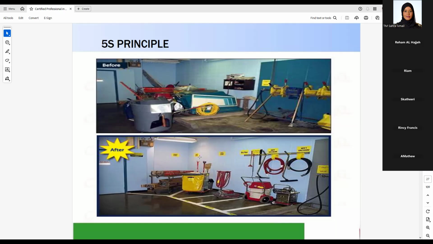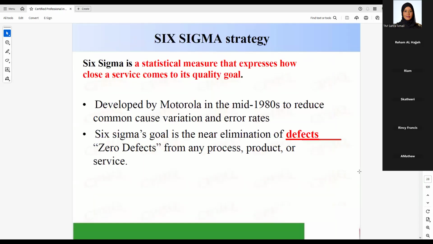Then they standardize. They shine first, which is clean, and standardize by putting labels, making sure everybody knows where everything has to go. And then sustaining is usually done by audits because it's human nature. The first 2 days, you will put them in place. After that, you will start putting it wherever. So unless you have someone monitoring and making sure this is being followed, it will not stay as clean and arranged as this one. Okay?